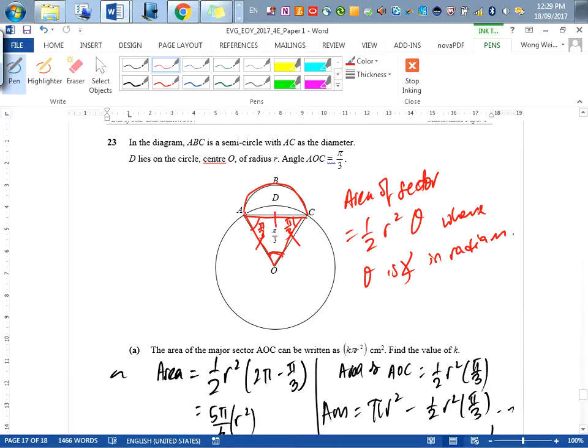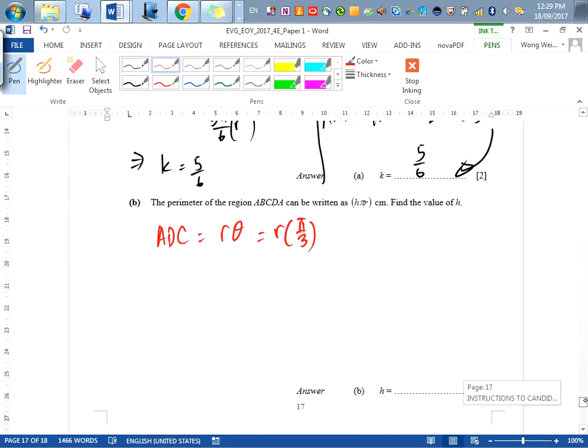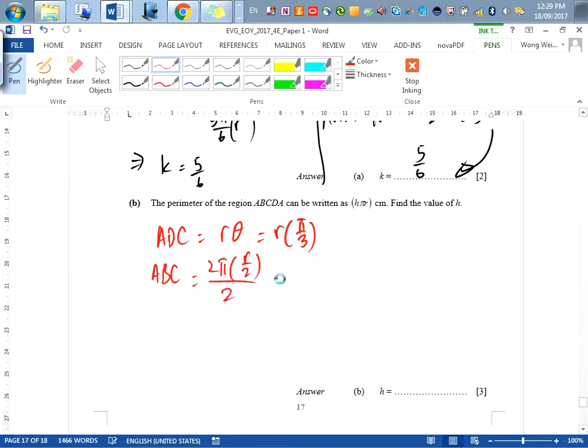So this semicircle at the top has a diameter of r. So what is the radius? r over 2. So ABC equals 2 pi times the radius, which is r over 2, divided by 2. And we will get pi r over 2. Then we add that up. So ABC equals 2 pi r over 2 divided by 2, which is pi r over 2. This is pi r over 3.